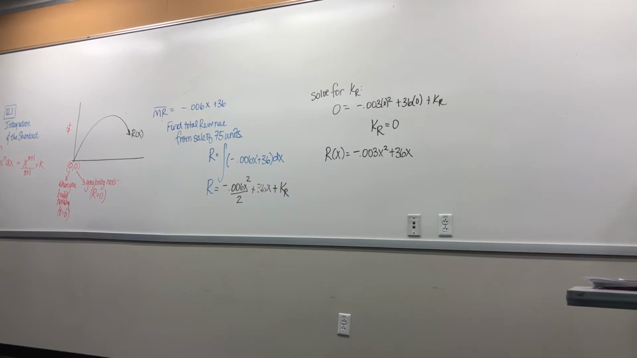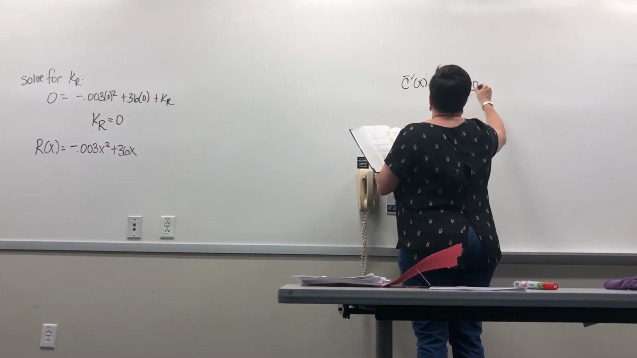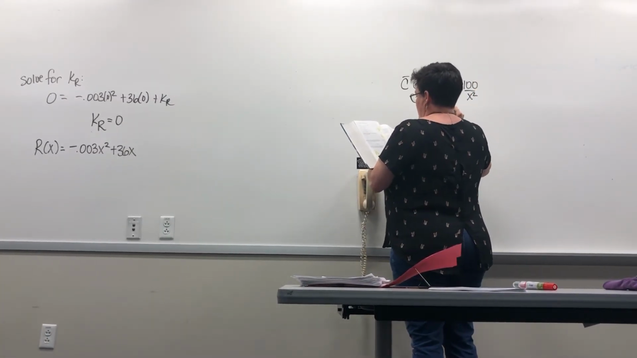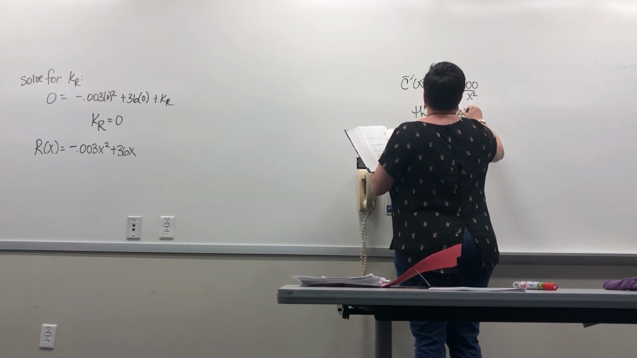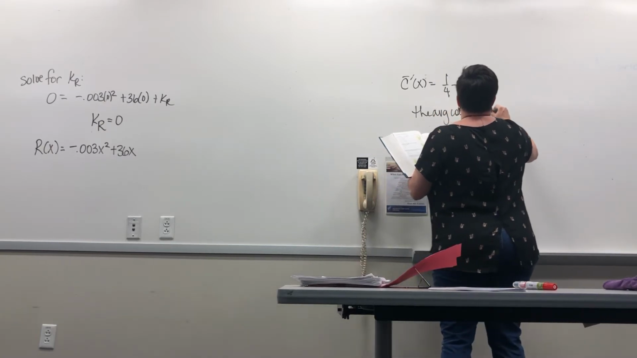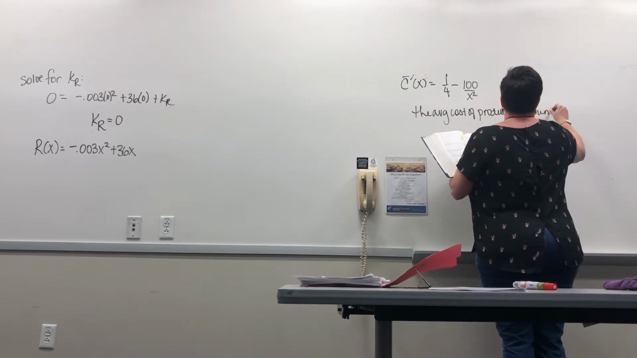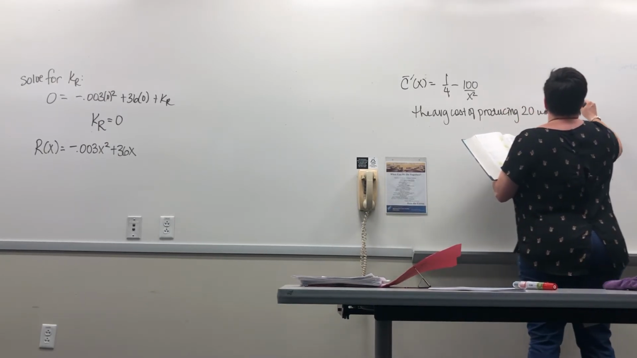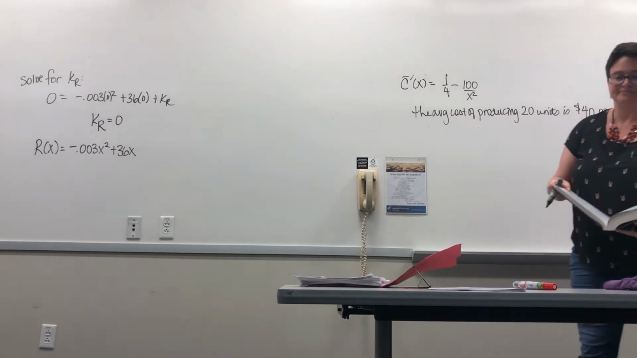Average cost. I'm gonna do this to you guys. The DeWitt Company has found that the rate of change of its average cost is 1/4 minus 100 over x squared. The average cost of producing 20 units is $40. That's my nugget, guys.